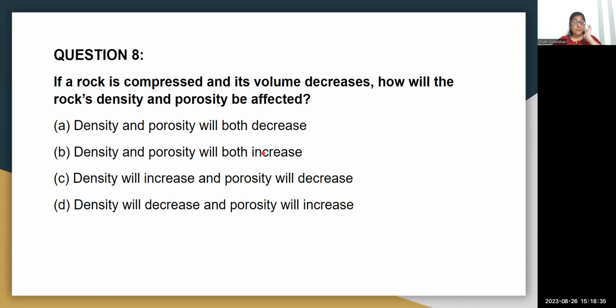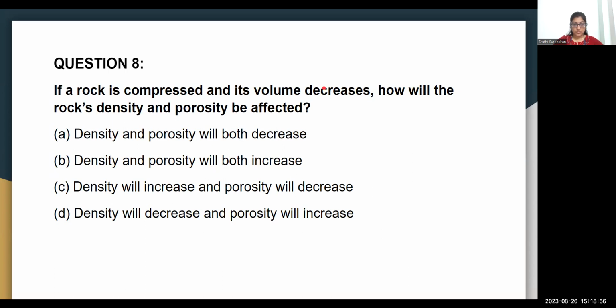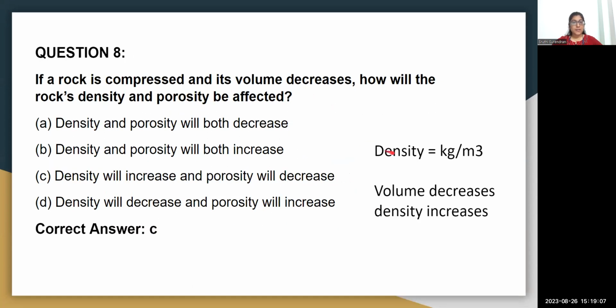Now, eighth question: if a rock is compressed and its volume decreases, how will the rock's density and porosity be affected? They're giving a condition: the rock is compressed and the volume is decreasing. So how will this rock's density and porosity be affected? Okay, so the correct option: its density will increase and porosity will decrease. Let's see why. Density we know is mass by volume. Here they are saying that the volume is decreasing.